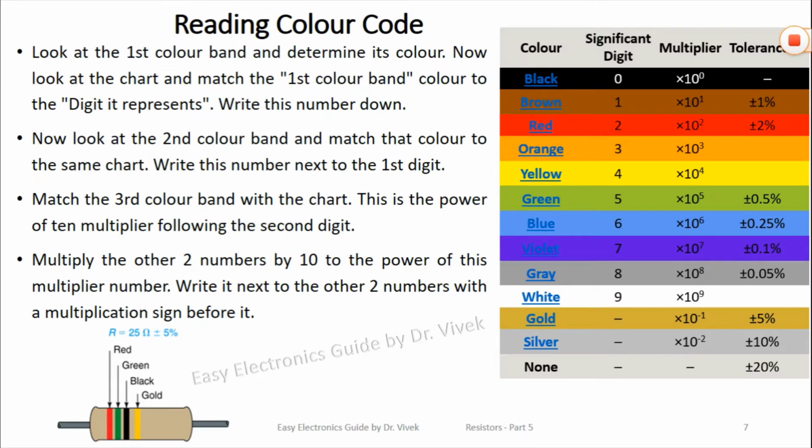Look at the next color band. Identify the number for that color and write it as the second digit of the resistance value. Now go for the third color and find the number related with that. This number specifies the number of zeros needed after the second digit to complete the resistance value. So write that many zeros after the second digit.